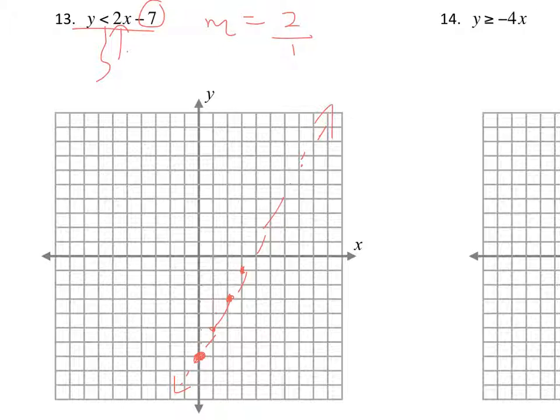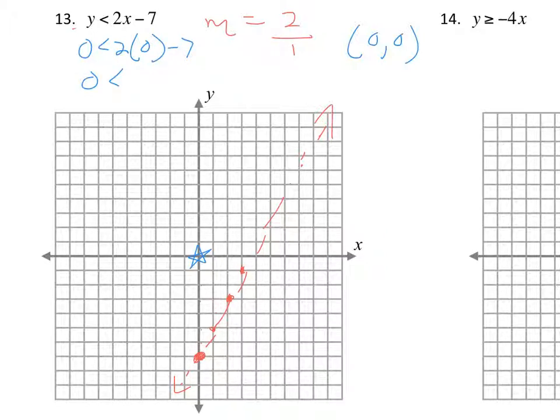The last thing I've got to decide is which side to shade on. So I want to pick a test point of 0, 0. If it is a solution, if it's a yes, I'm going to shade on that side. If it's a no, then I'm going to shade on the other side. So let me plug in 0, 0. 0 less than 2 times 0 minus 7. Basically, I get 0 less than 2 times 0, which is 0, minus 7 is -7. My question is, is 0 less than -7?